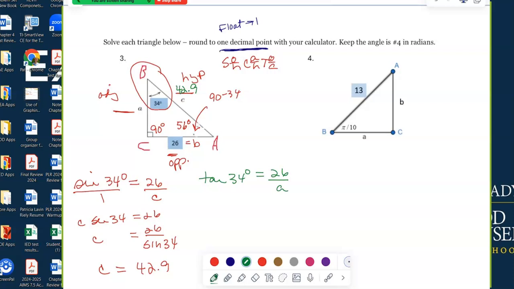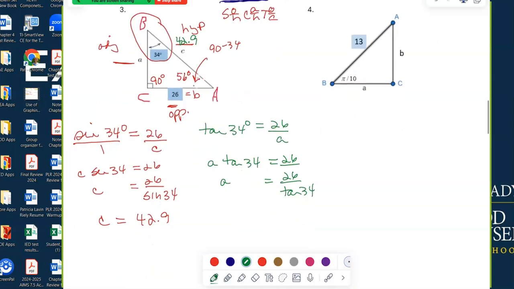Look how I labeled my triangle. Do your cross products. A times the tan of 34 equals 26. And then I want to get A by itself. So A equals 26 divided by the tan of 34. And that goes in my calculator. So 26 divided by the tan of 34 equals 38.5. So A equals 38.5. So this is 38.5.